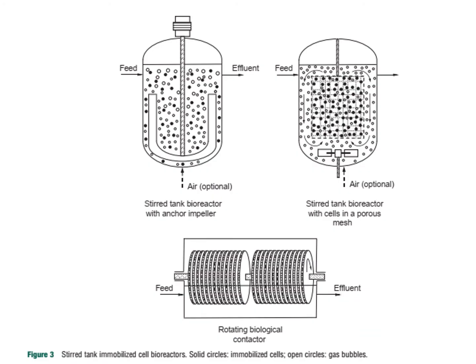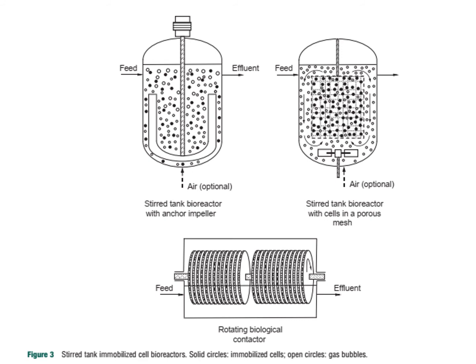And next slide is, so this is the example of immobilized bioreactor. The first one is stirred tank immobilized cell bioreactor. So in this one you can see there is a shaft that is passing through the liquid components. So this is the feed, that is inlet, and this is outlet, and this is the air. The air is optional, and this is the rotation.